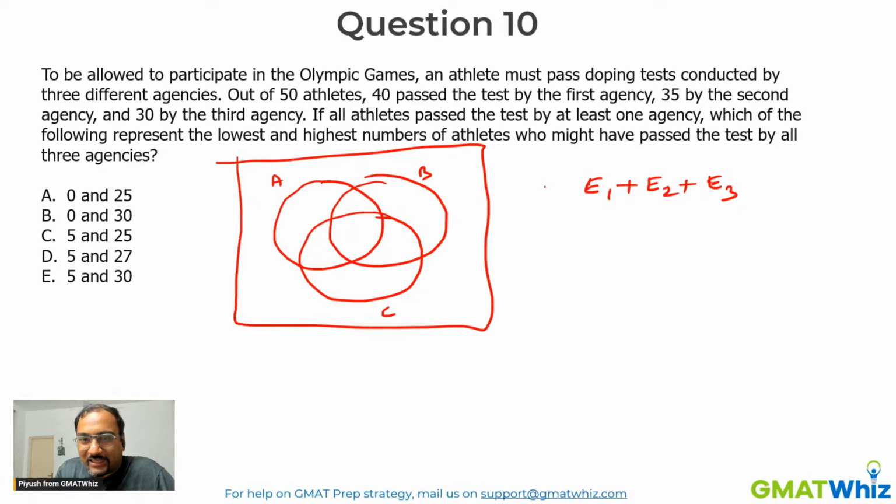E1 plus E2 plus E3 plus N, where N is the value that lies outside of all the sets, is equal to total. Now, what is E1? E1 are values that belong to exactly one set. So if I have to color code, that's what E1 is.